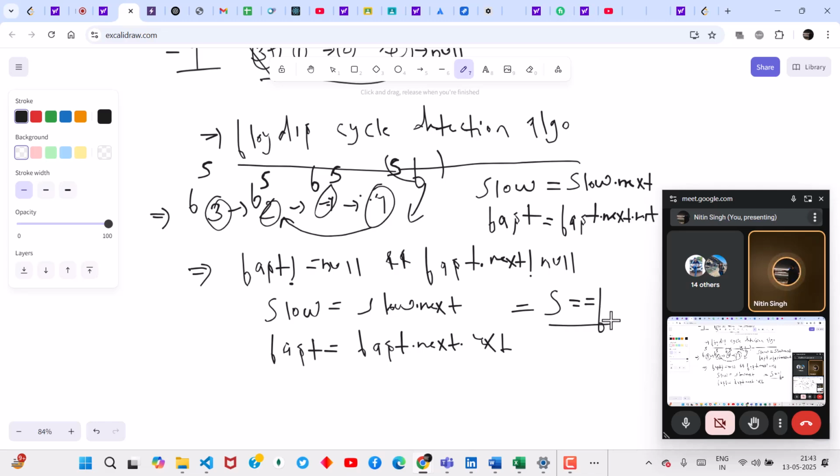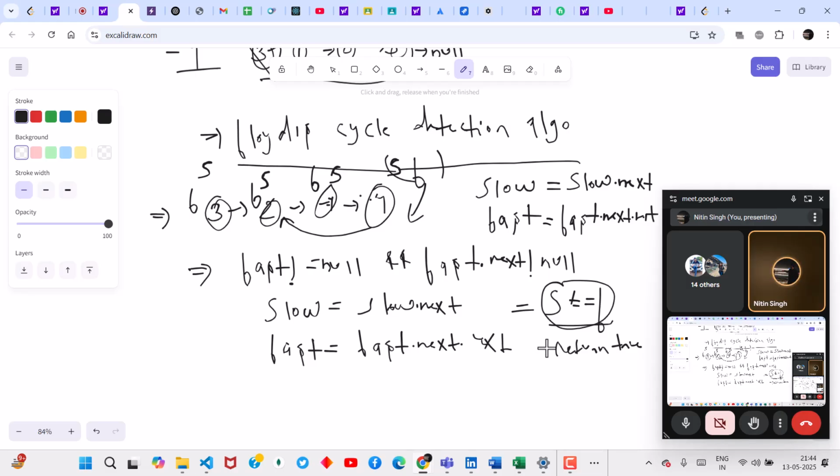So the condition is, keep doing the iteration until fast and fast.next are not equal to null. Move the slow pointer one node at a time and the fast pointer two nodes at a time. If there is a cycle or loop in a linked list, your slow and fast will be referring to the same node. And if at any part of your iteration your slow becomes equal to fast, just return true.